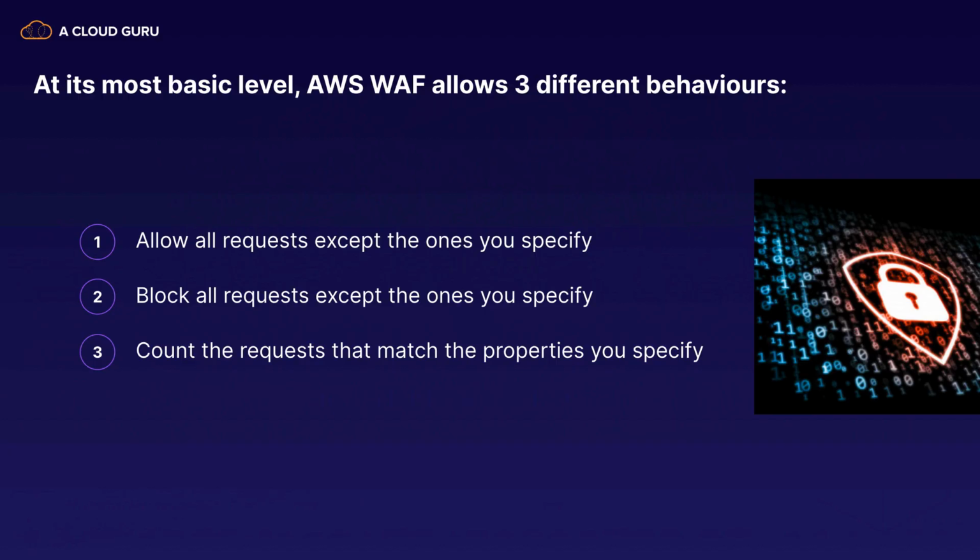So at its most basic level, AWS WAF allows 3 different types of behavior. Behavior number 1, allow all requests except the ones that you specify. Behavior number 2, block all requests except the ones that you specify. Or number 3 is sort of a passive mode, which is just where it's going to count the requests that match the properties that you specify.